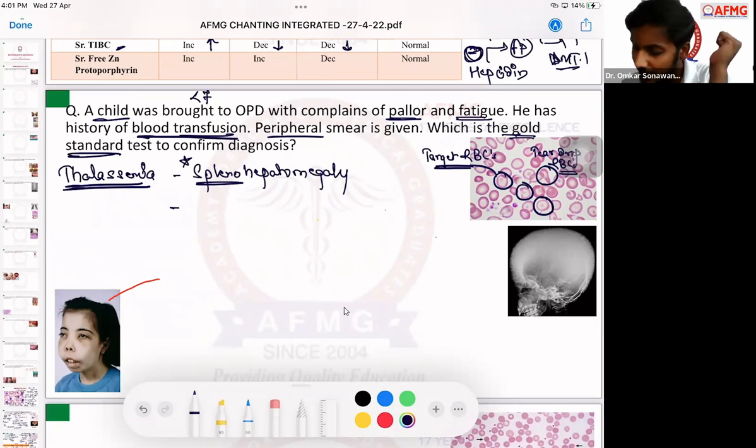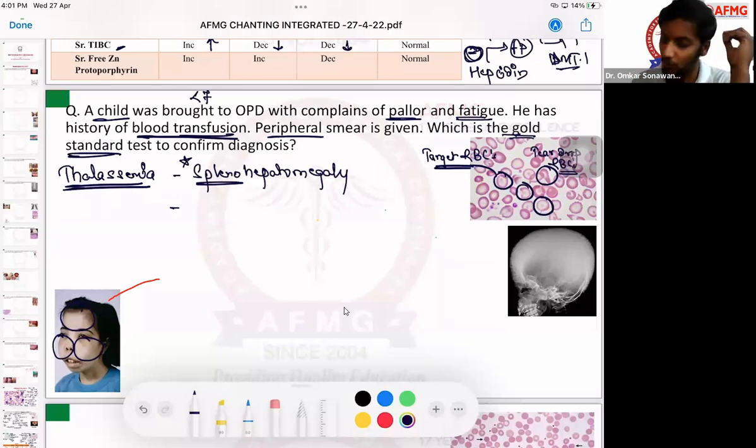So here, if there is bone marrow expansion due to excess production, there would be frontal bossing in this patient, and there would be a predominance of the maxillary bones. So there would be bossing of the maxillary bones as well as bossing of the frontal bone. Along with that, there would be crowding of the upper teeth, and a pinched nose is seen. And this is the characteristic feature of thalassemia.